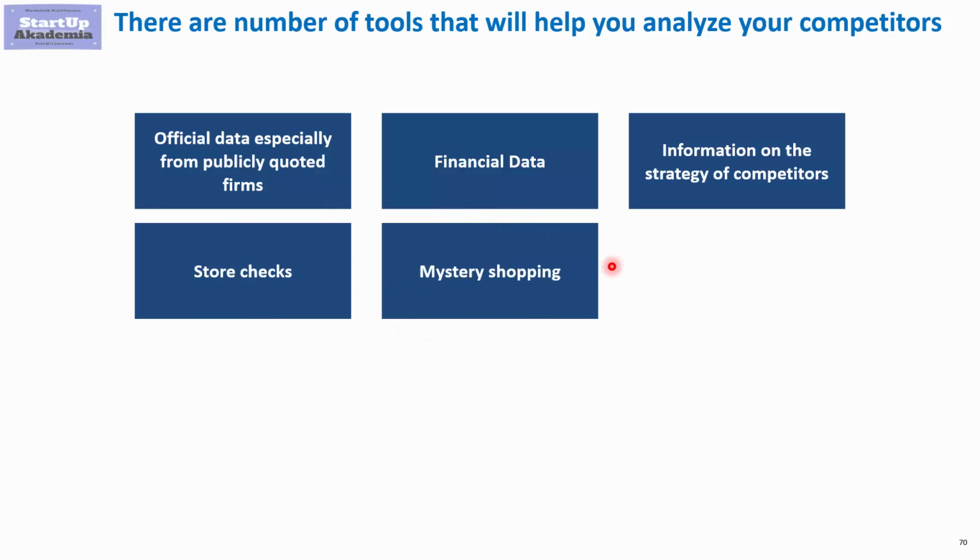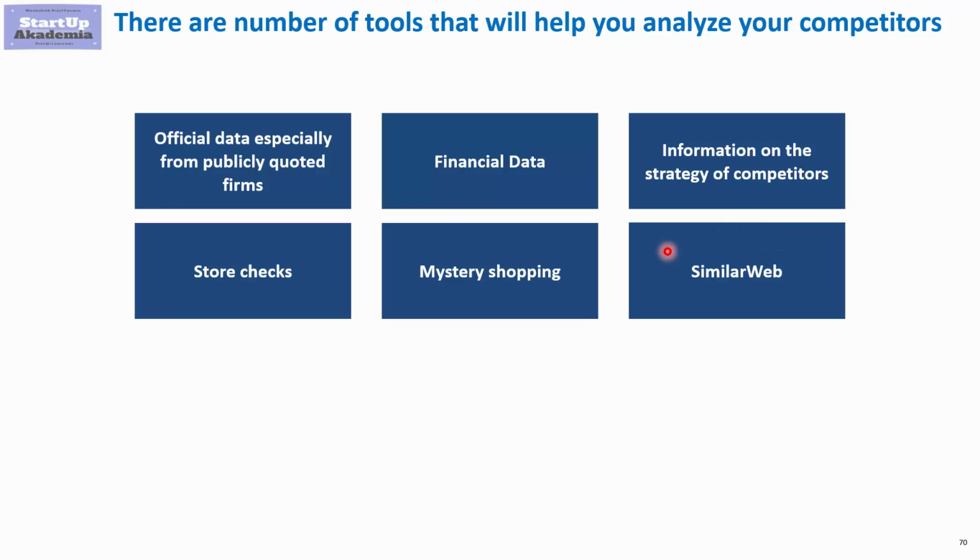Link to that is mystery shopping. So here you go to their stores and you check how they treat customers, how they approach them, what they concentrate on. For online, you can use obviously store checks as well and to some extent mystery shopping. However, you also want to go for hard data. So I would check with SimilarWeb what's the traffic on their site, what's the conversion rate, where the traffic comes from, and what are the keywords that lead to their site.